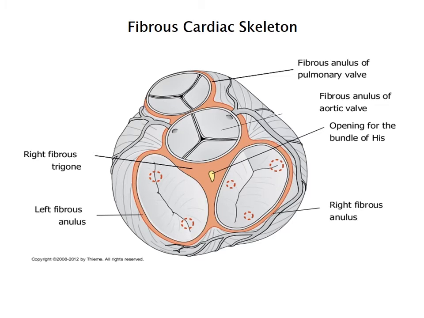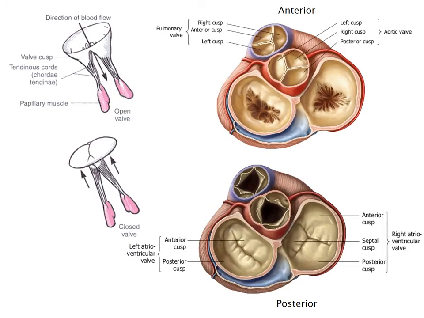Additionally, the fibrous skeleton also acts as an electrical insulator, which allows the atria to contract independently of the ventricles. In the view on the right of the screen, we are looking down at the top of the heart. The atria have been removed in order for us to visualize all four heart valves simultaneously. Here we see the two larger atrioventricular valves indicated by the X, and the two smaller semilunar valves indicated by the circles.